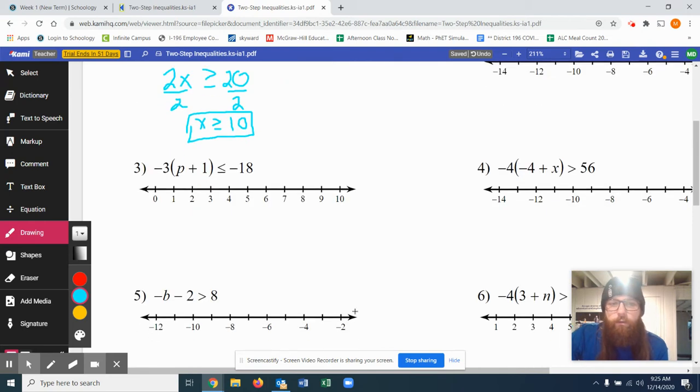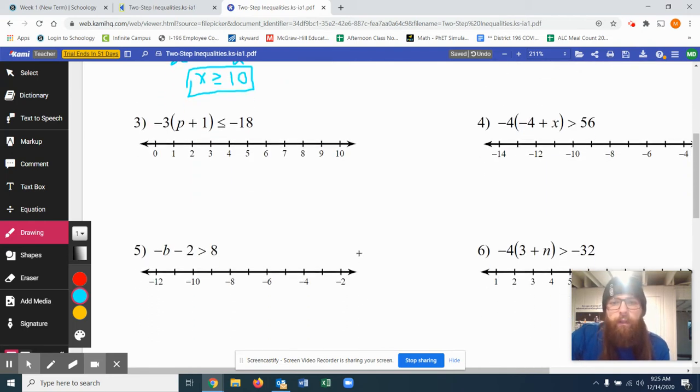I do want to show you one more type of problem you're going to see on this worksheet quite a bit. Let's take a look at number 3. Number 3 says negative 3 times the quantity p plus 1 has to be less than or equal to negative 18. My goal is to figure out what p is.